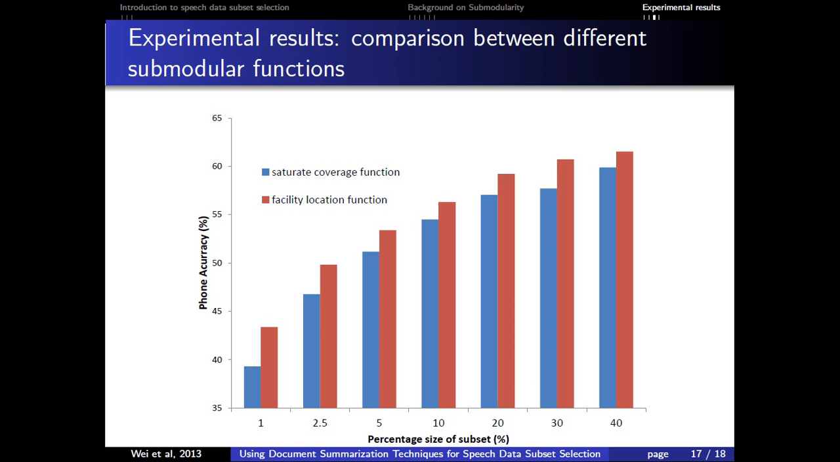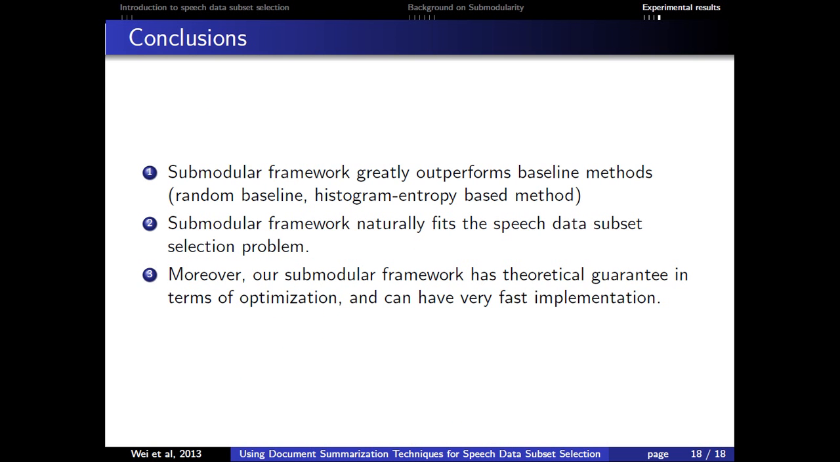And lastly, to conclude our work, we can firstly say that the submodularity framework works very well, and also it works much better than the other baseline methods in subselecting data. And secondly, submodularity can naturally capture the diminishing return effect that we see in many of today's large-scale speech recognition systems. And therefore, it's a natural fit for speech data subset selection. And lastly, our submodular framework has a theoretical guarantee, and also because of the submodularity in the objective, we can have a very fast implementation.